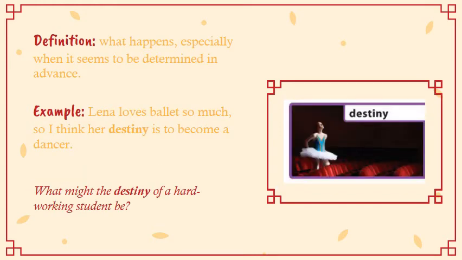Destiny. What happens, especially when it seems to be determined in advance? So, destiny is like you know what is going to happen, based on what you're doing now. Lena loves ballet so much, so I think her destiny is to become a dancer. Since Lena loves ballet so much, we can look forward and see that she's going to be a dancer. So her destiny is to become a dancer.